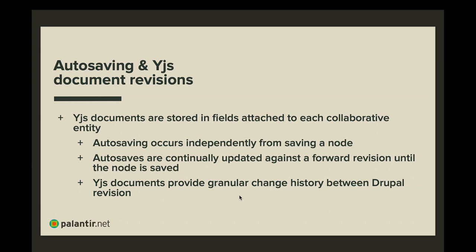YJS documents, that object that stores all the information about changes, get attached to a forward revision automatically, and there's an auto save that you can configure to do as frequently as you like. Every 10 seconds, every 10 minutes, up to you. And those YJS documents have all the granular changes that got made during their lifespan. Then once you hit the save button, they kind of get quashed. So they get rolled up into an actual Drupal revision. But there's nothing stopping us from keeping those as audit trail forever if we want to.